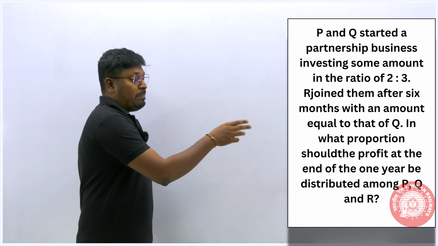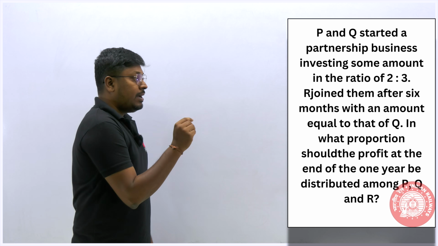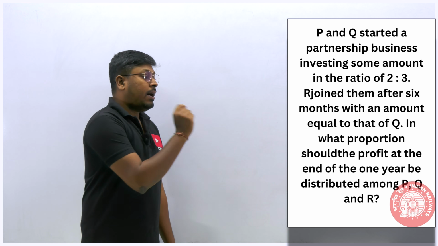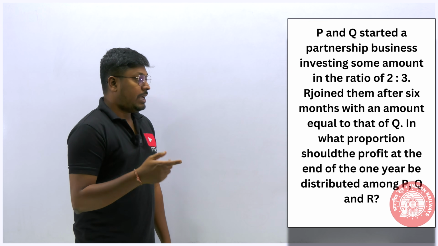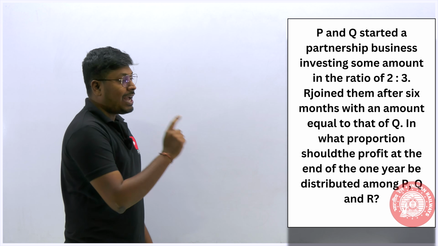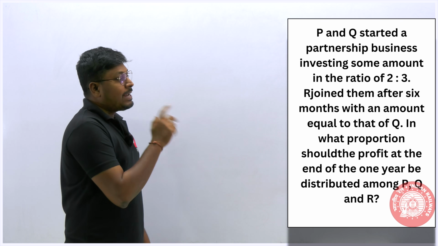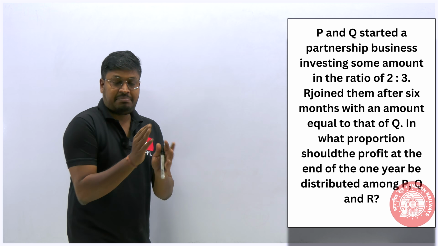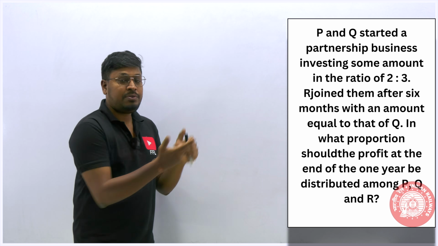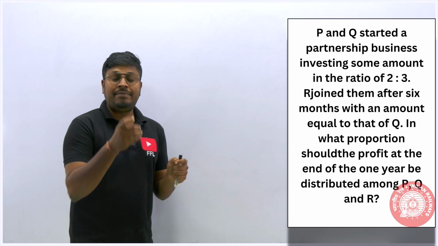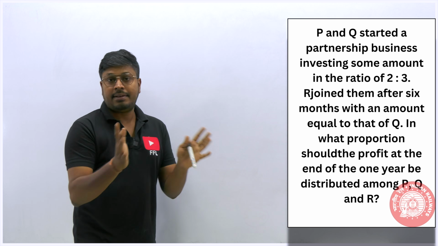P and Q started a partnership business investing some amount in the ratio 2:3. R joined them after 6 months with an amount equal to that of Q. In what proportion should the profit at the end of 1 year be distributed among P, Q, R? Our target is to find the ratio, that means the profit ratio. The profit value is not given, but we need to find what ratio P, Q, R get from the total profit amount.